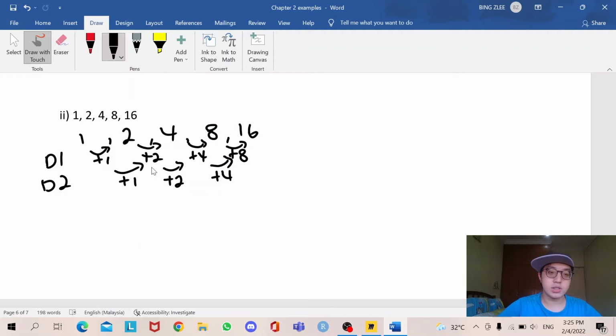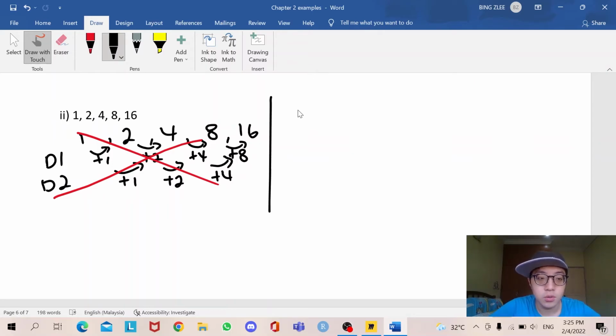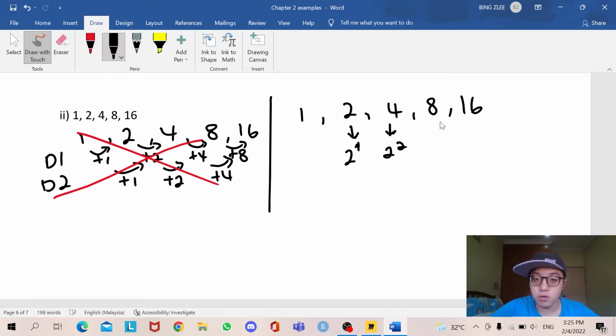All right, so this is definitely not the sequence that is supposed to be. So again, you need to think of what kind of sequence it can be. So 1, 2, 4, 8, 16. If you notice, from 2 onwards here they are the multiples of 2. So this is 2 to the power of 1, and this is 2 to the power of 2, and this is 2 to the power of 3, and this is 2 to the power of 4.